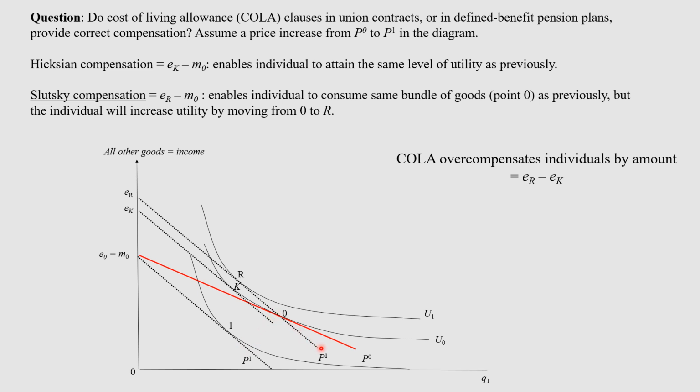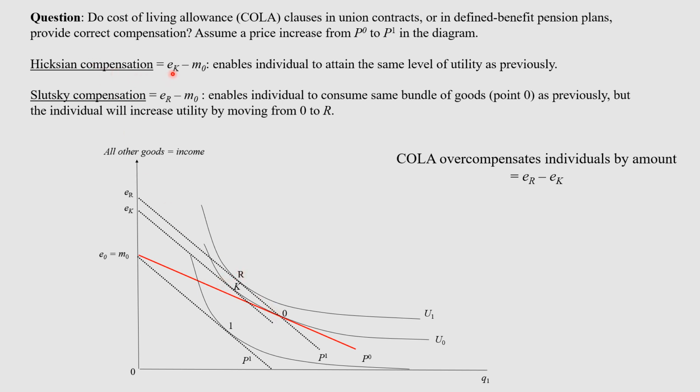But what does that do? Given this change in prices, given that the relative price of Q1 has increased relative to that of other goods, this compensation would then enable you to get to a higher level of utility, U1, a higher indifference curve, at point R. So what happens is the overall compensation is a case of overcompensation. And that is given by this difference ER, the expenditure level to achieve R, versus the expenditure level to achieve K. Expenditure level ER allows you to get to 0, but you don't go there because the relative prices have changed. Instead, you go to R.